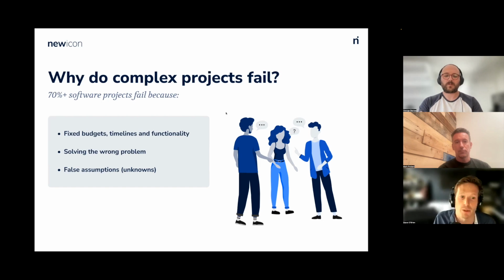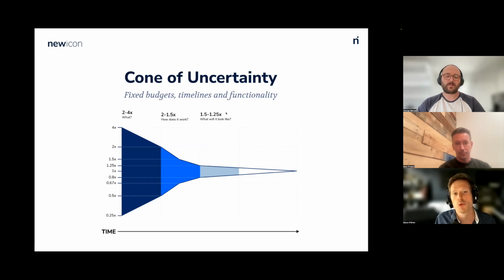Some of the reasons for that are having a fixed budget and a fixed time scale without really knowing the functionality, solving the wrong problem for the wrong person, and also false assumptions, which is where throughout the project, a new assumption comes up that you hadn't considered, or an unknown that exists. But the most dangerous is actually the unknowns that are unknown. So the things you don't know that you don't even know, which are the most risky to a project. So the cone of uncertainty.